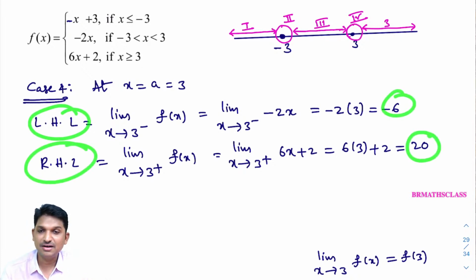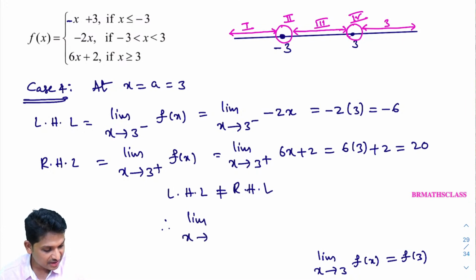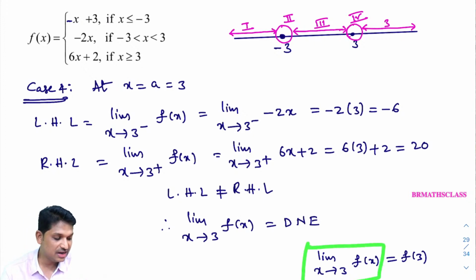Oh my god! Left hand limit is not equal to right hand limit. So what can I say here? Left hand limit is not equal to right hand limit. So what is the conclusion? Therefore, limit x approaches 3, f of x does not exist. Look here, this value I tried to calculate, and I came to know that it does not exist.